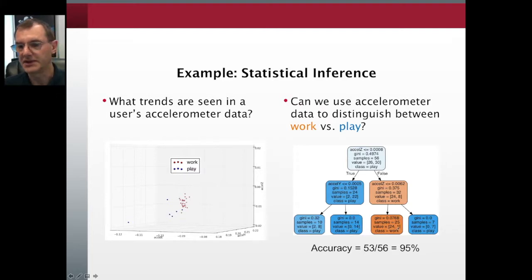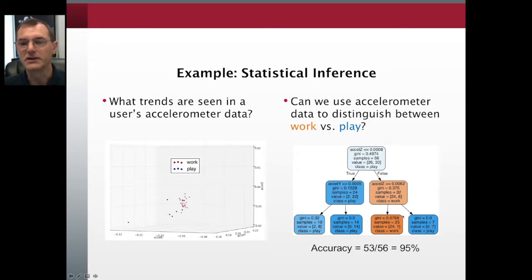In the next one, we see 25 examples came down this path through the tree, of which 24 of them have activity work, and so that is the class that is predicted. But of course, it makes a mistake on one of the examples. And finally, this leaf node, 7 examples came down this route, all of which are activity play, and so play is the activity that's predicted.